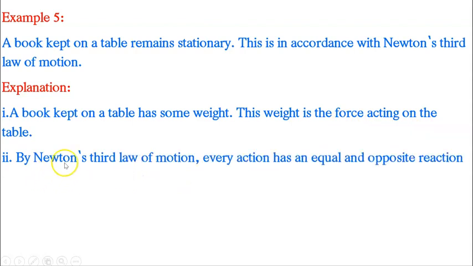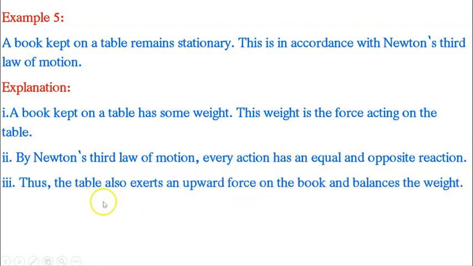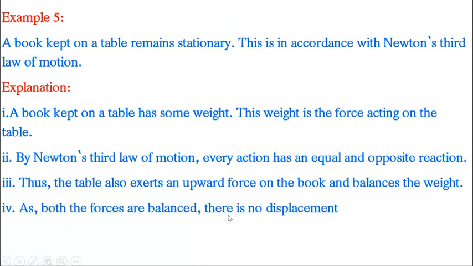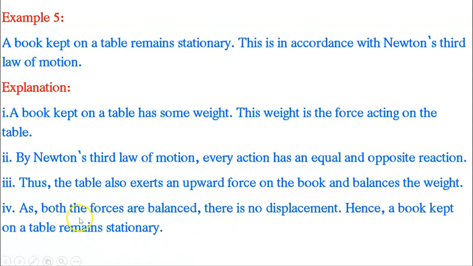By Newton's third law of motion, every action has an equal and opposite reaction. Thus, the table also exerts an upward force on the book and balances the weight. As both the forces are balanced, there is no displacement. Hence, a book kept on a table remains stationary.